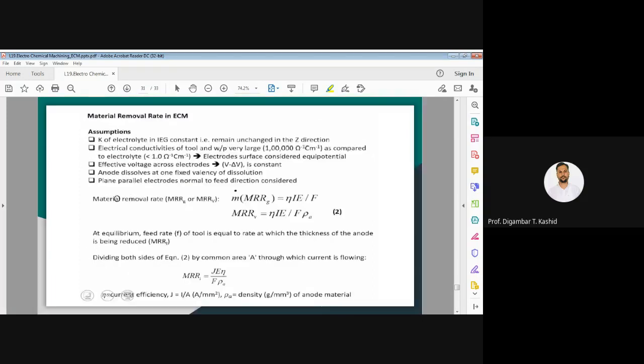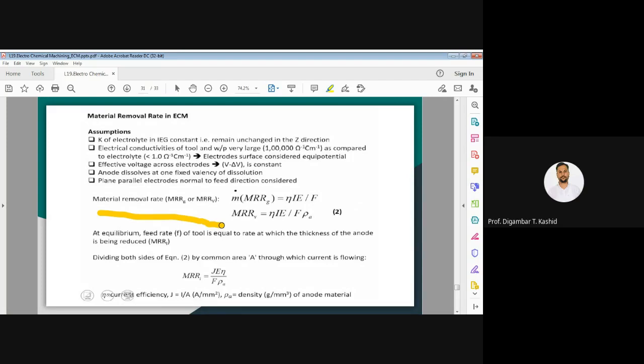And the last one, for your information, I have included this slide, which shows how to calculate the material removed in electrochemical machining. So these are the formulas. Here we have to take some assumptions, and then by simplification you will get this equation. Actually this part is not in our syllabus, but for your information I have taken it: how to calculate the volumetric material removal rate using electrochemical machining.